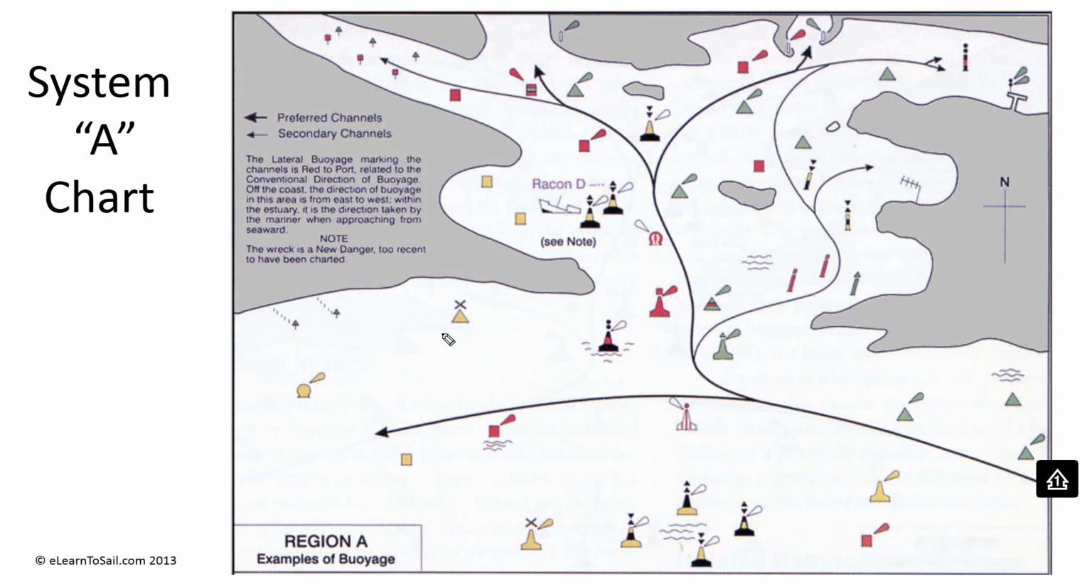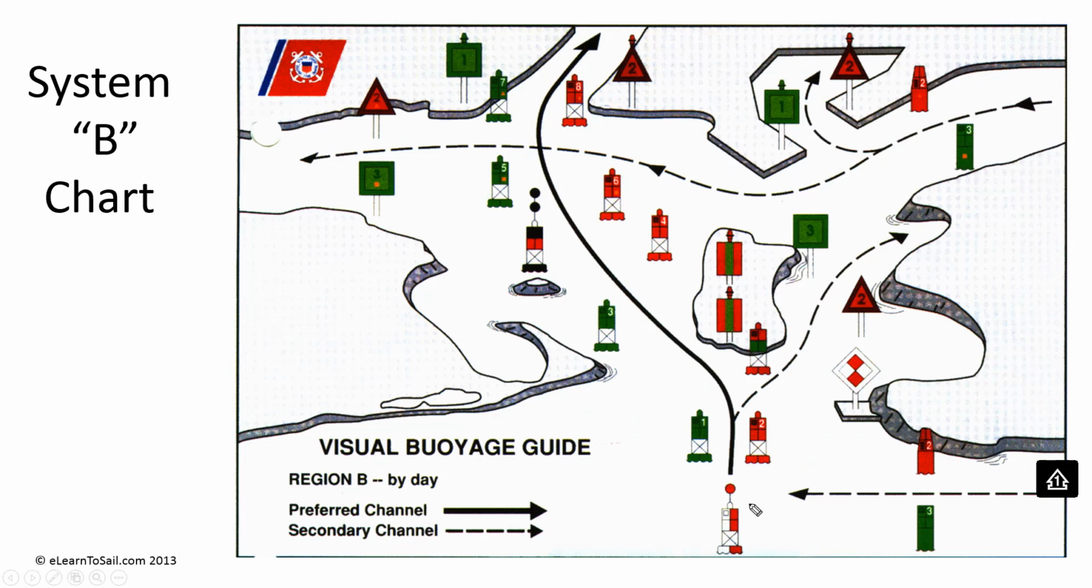Let's take a look at the same kind of chart for System B. Here is our mid-channel buoy with vertical stripes, our standard lateral buoys marking the sides of the channels. Notice that we now have the green to port and the red to starboard, but the red still has the even numbering system. As we go upstream, our starboard-hand buoys are pointed and our port-hand buoys are square. Horizontal stripes still mark a bifurcation buoy.